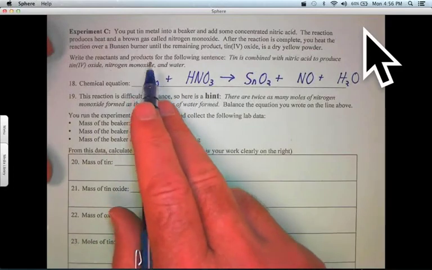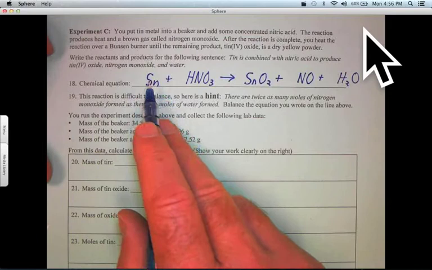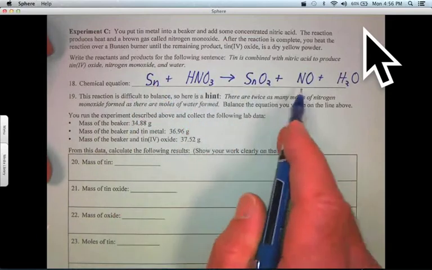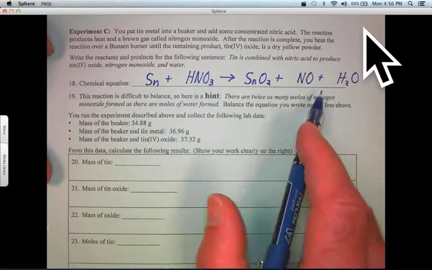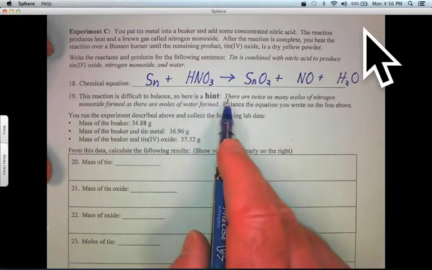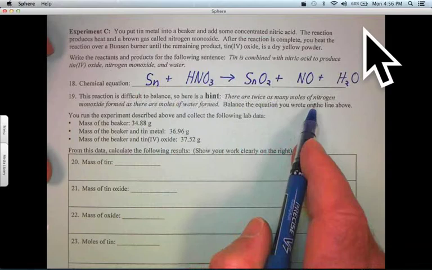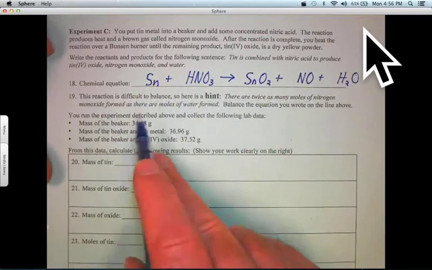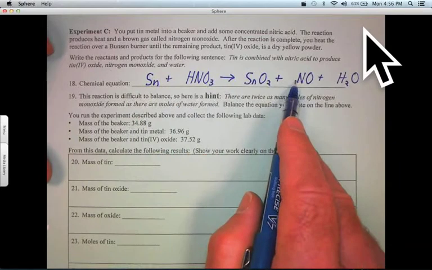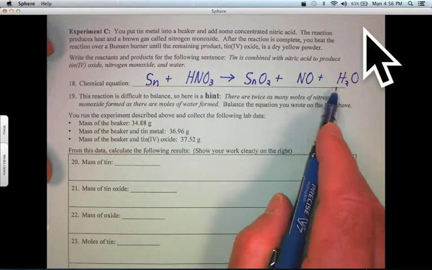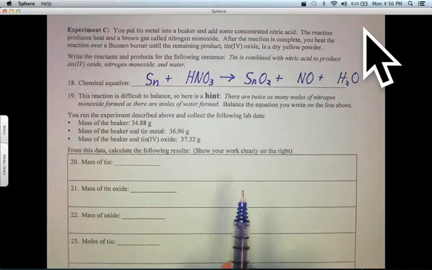Today we're going to do some stoichiometry review, and it's experiment C in our review packet. If you need to, go ahead and read it, but I've started out the equation here. The balancing is interesting. We need the balanced chemical equation, of course, and a hint is provided. There are twice as many moles of nitrogen monoxide formed as moles of water. So in other words, the coefficient of the NO is twice as much as the coefficient of the H2O.